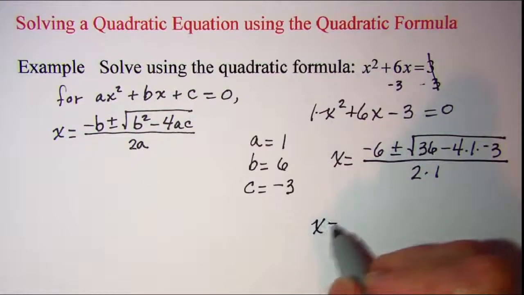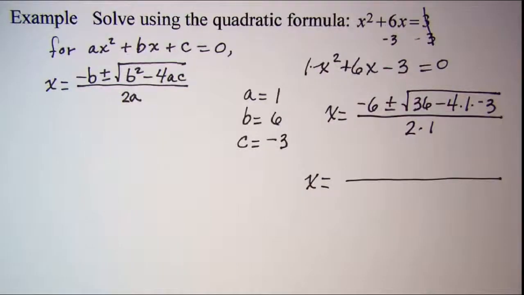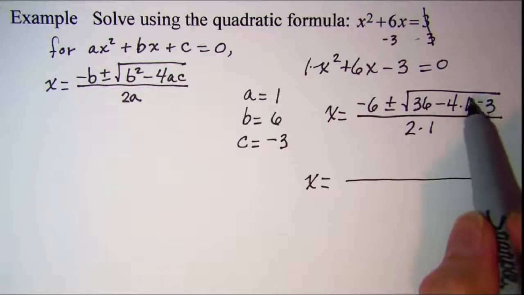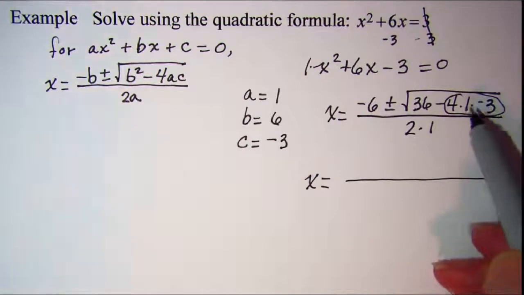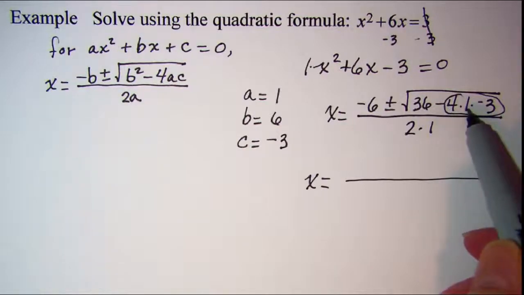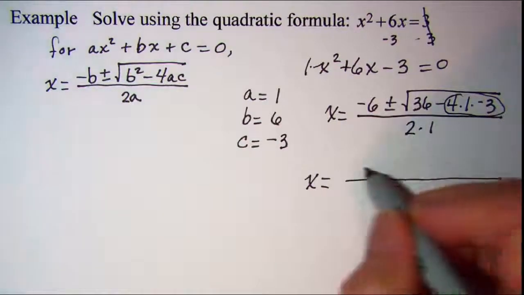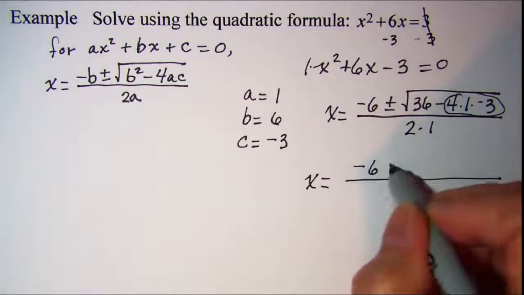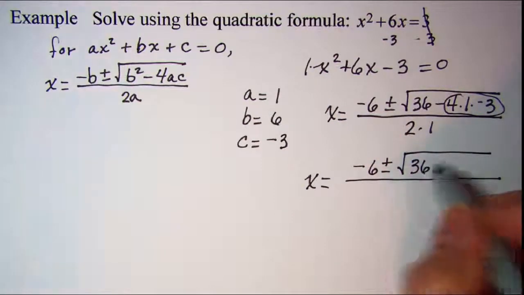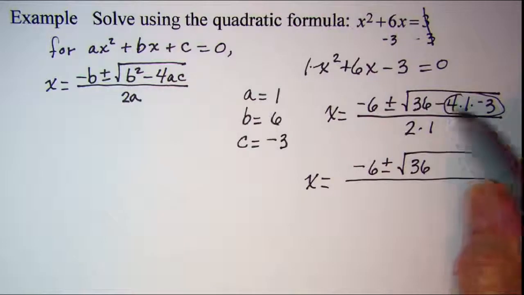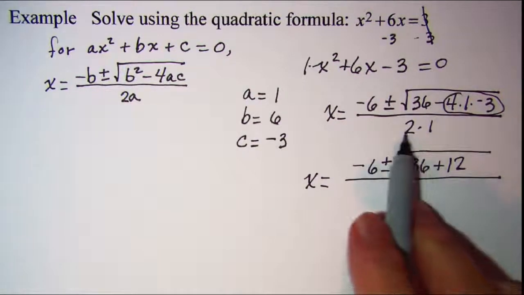We have x is equal to, remember, your order of operations says you need to do the multiplication here first. So I have a negative 4 times 1 is negative 4, times negative 3 will be 12. So let me copy this. Negative 6 plus or minus the square root of 36, and then this product was plus 12. And then 2 times 1 is 2.